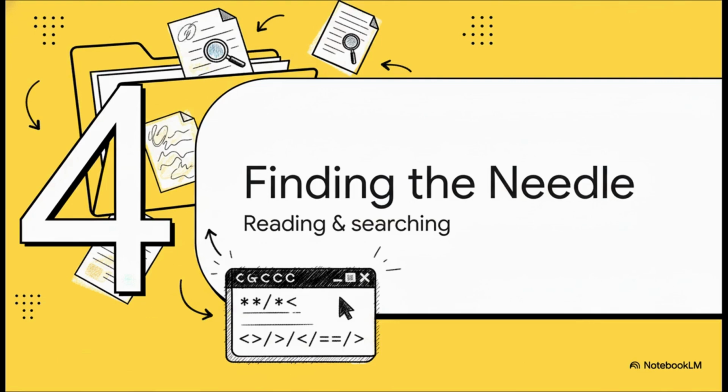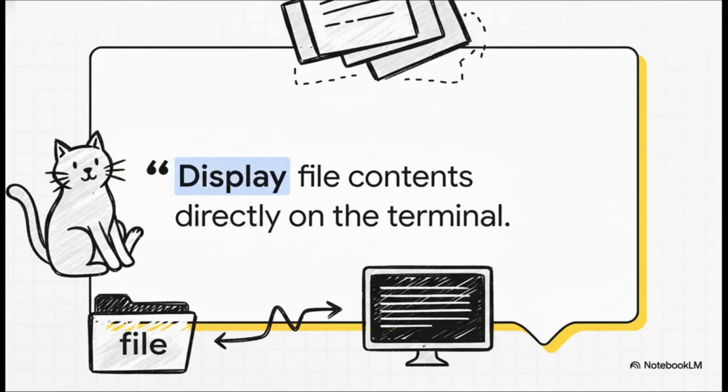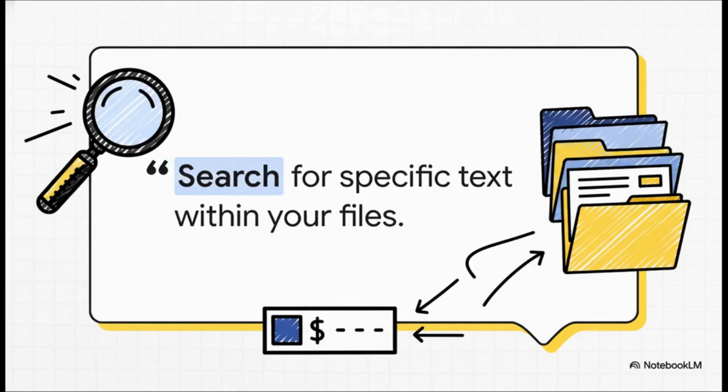So far, we've been managing files from the outside, but what about looking inside them? Let's check out how you can read and search for stuff right from the command line. The easiest way to see what's in a file is with the cat command. You just type cat and the file name, and boom, the whole thing just prints out right on your screen. It's perfect for taking a quick peek inside smaller files. But what if you're looking for one specific thing inside a giant file? That's where grep becomes your best friend. It's your search tool. You give it a word to find and a file to search in, and it instantly spits out only the lines that have that word.